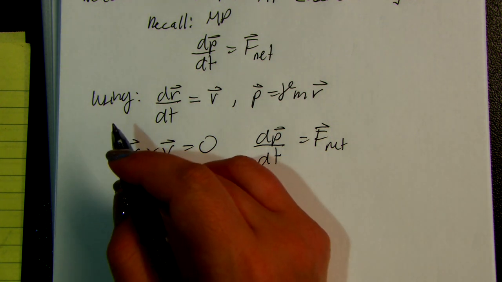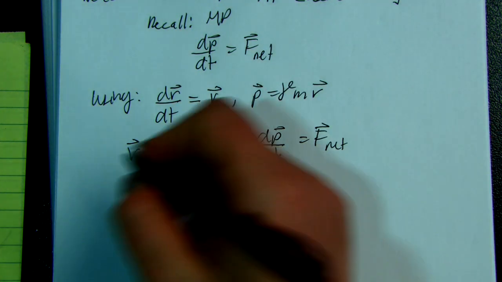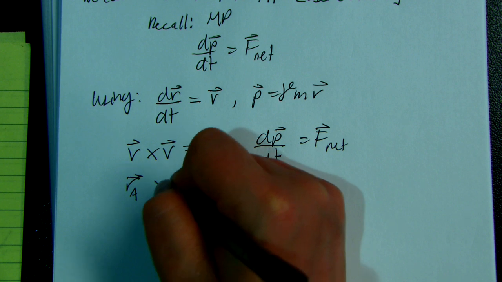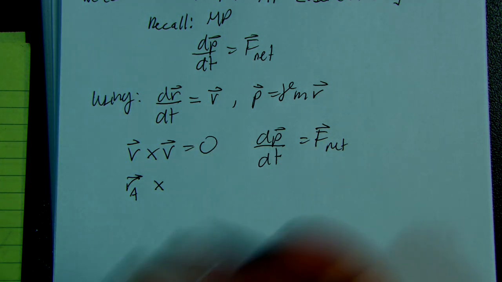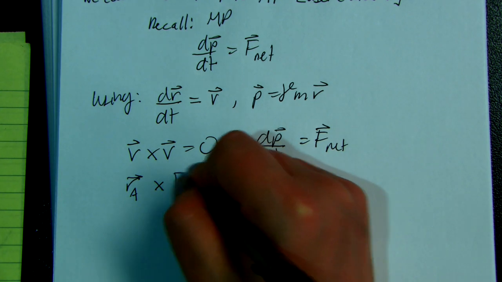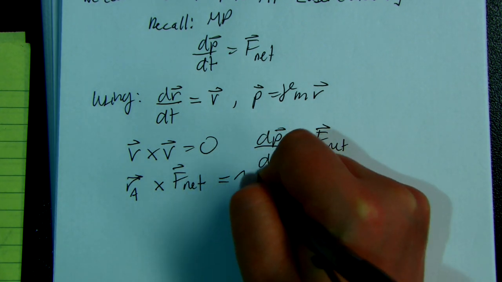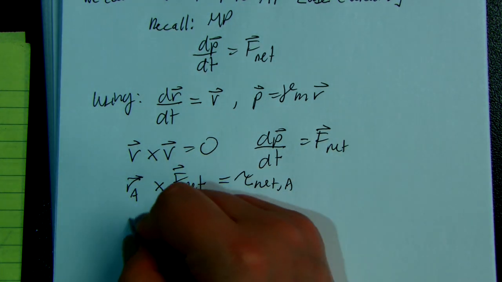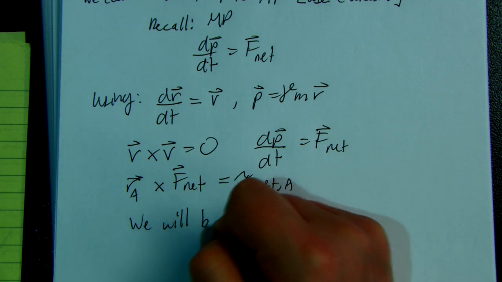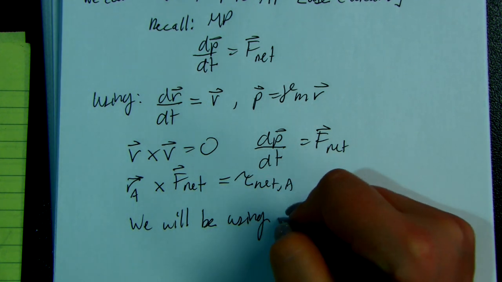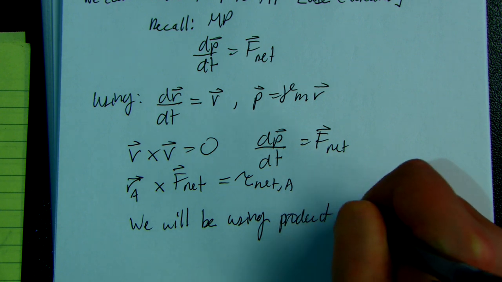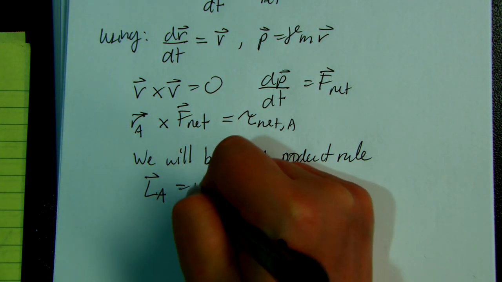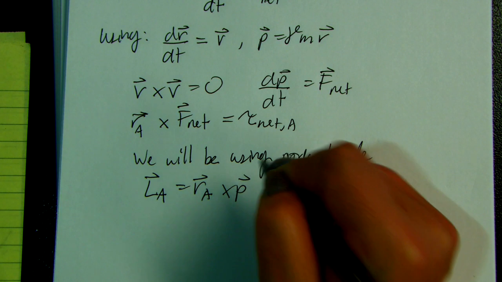Okay, so, and also we're going to use angular momentum. So R with respect to A, the vector from A to the point of force, crossed with the net force, is equal to torque net with respect to that same point. So we're using product rule, which is something you learn about in Calc 1. So angular momentum with respect to A is equal to R_A cross P.